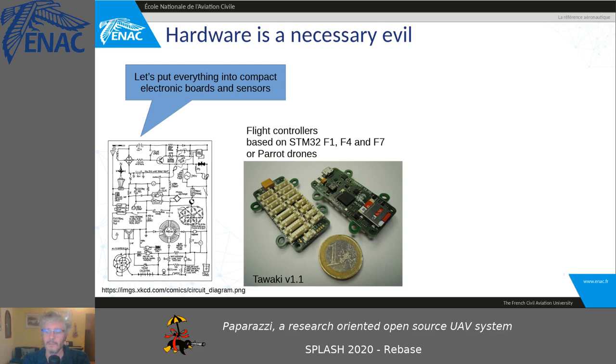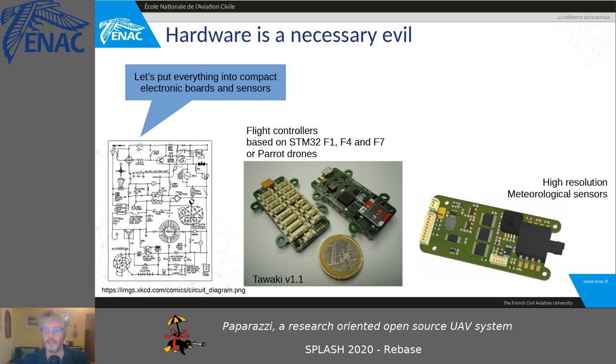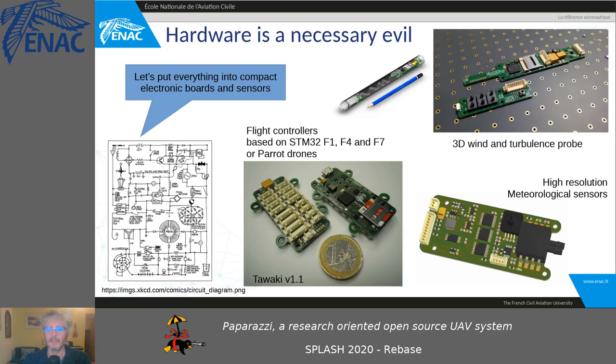ENAC is also taking part in several research activities where we have to design our own hardware. Here, this is an example of a high-resolution meteorological sensor capable of measuring temperature, humidity, and pressure, for instance. But also something a bit more complex with a 5-hole probe, capable of measuring the 3D winds and turbulence. You can see that it's integrating directly sensors, microcontroller units for pre-processing, SD card, and so on. Everything is integrated because, again, we want to keep it very small and compact.